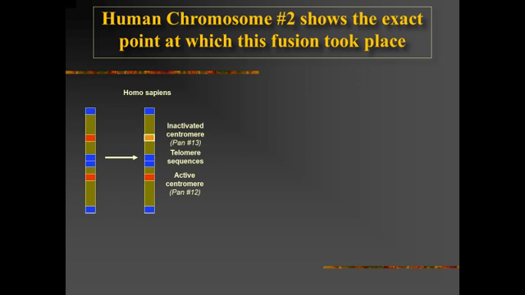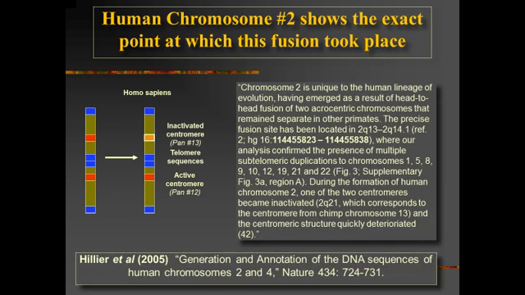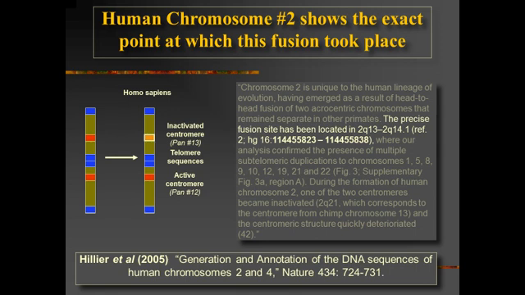Human chromosome 2 matches up exactly with chimpanzee chromosomes 12 and 13. In 2005, scientists compared human and chimp genomes and located the precise spot on human chromosome 2 where the fusion took place. Again, we see an example of new discoveries confirming Darwin's ideas that populations have changed over time.